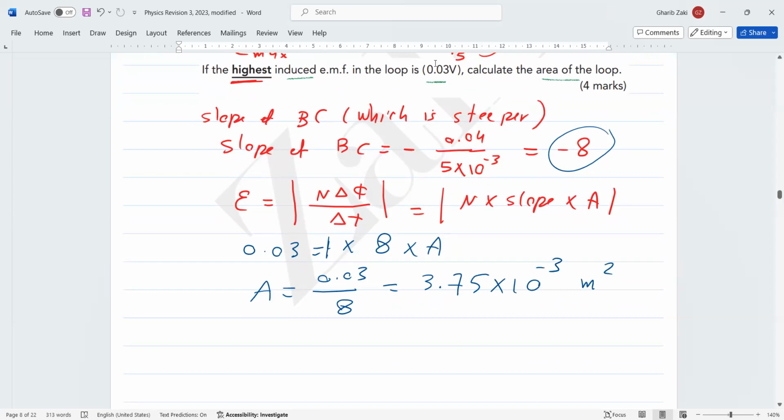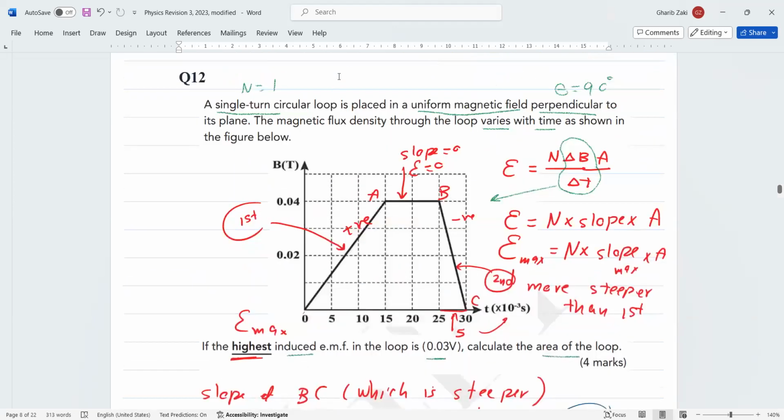Do you understand this question, guys? Okay. Yes, Adham? Yes. In the graph, oh, never mind, sorry.